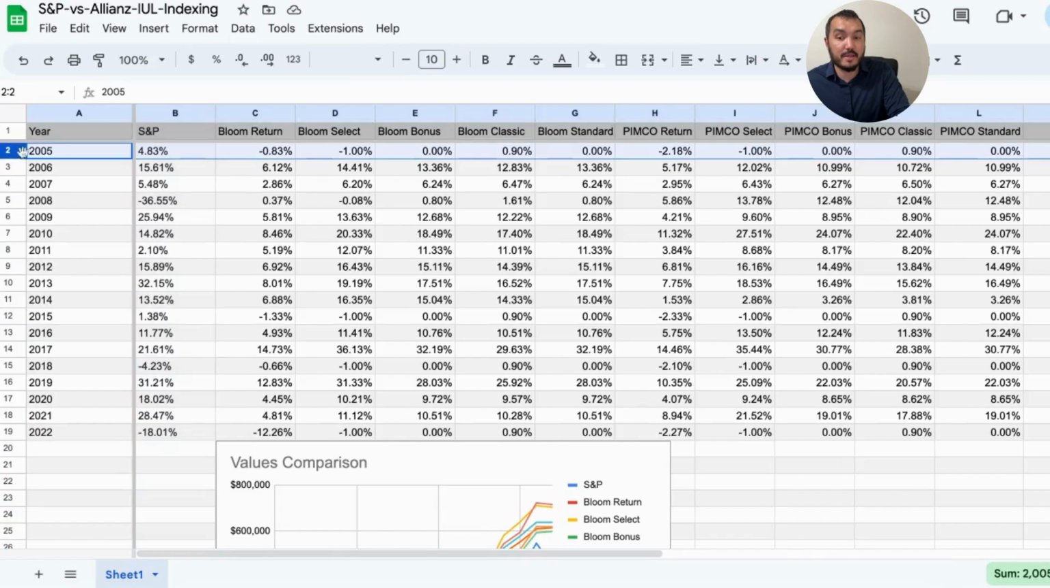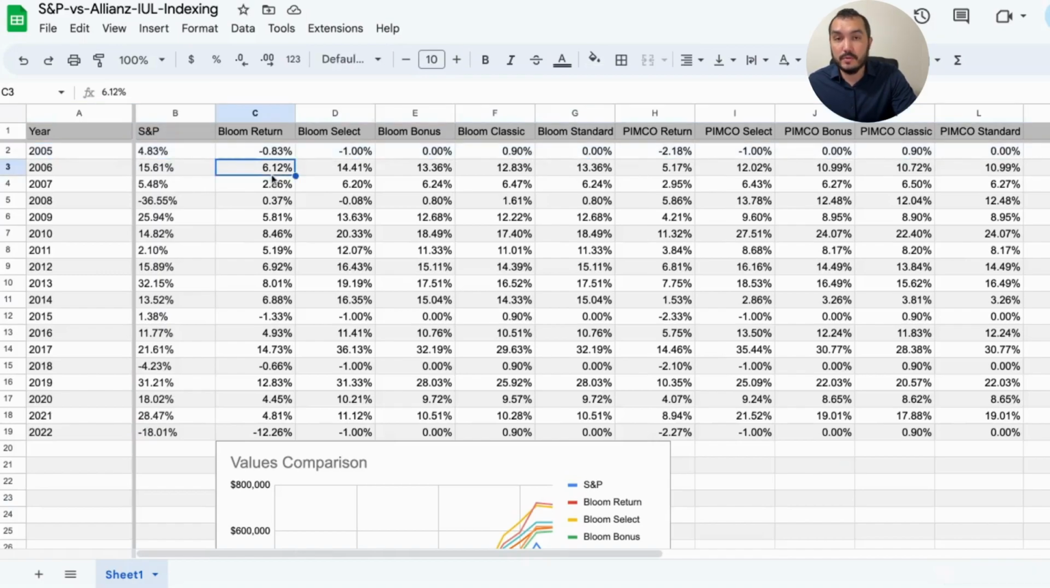The reason I'm starting there is not to advantage these indexing strategies. It's really just because that's how far these index funds, these volatility controlled index funds, go back. The Bloomberg and the PIMCO started out having data in 2005. So in order to have an apples to apples comparison, that's where I'm starting. And as I said, this disadvantages the S&P. So understand that as we go through this.